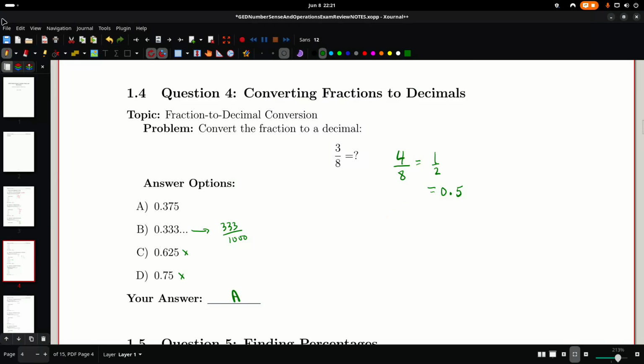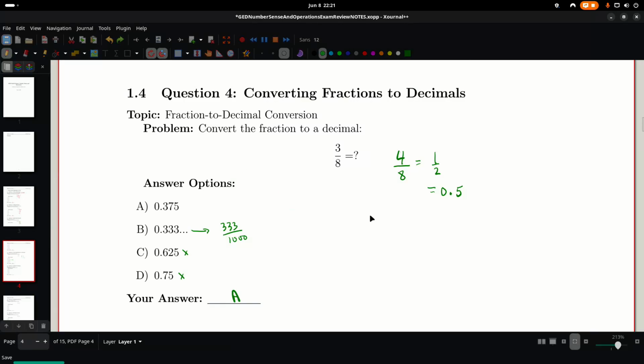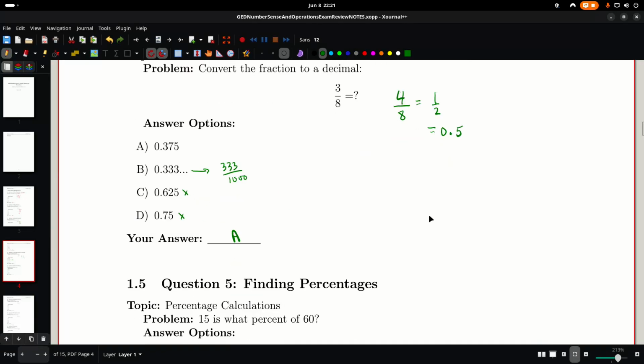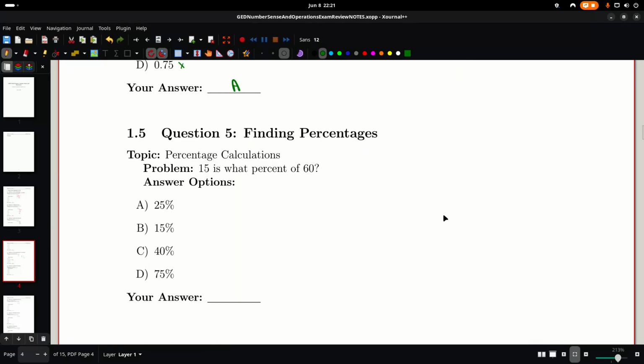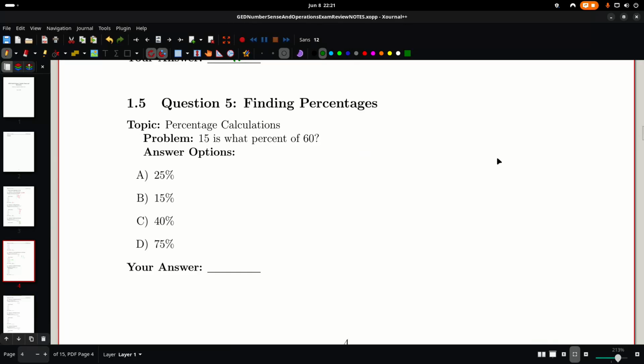All right, save that one. And question 5, finding percentages. So percentage calculations. So 15 is what percent of 60?